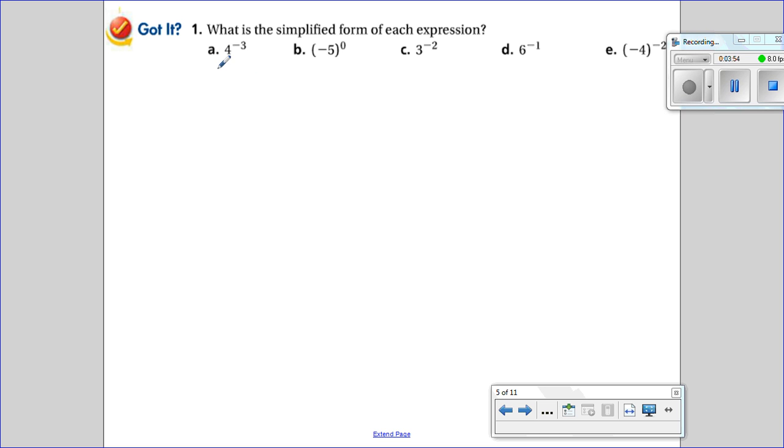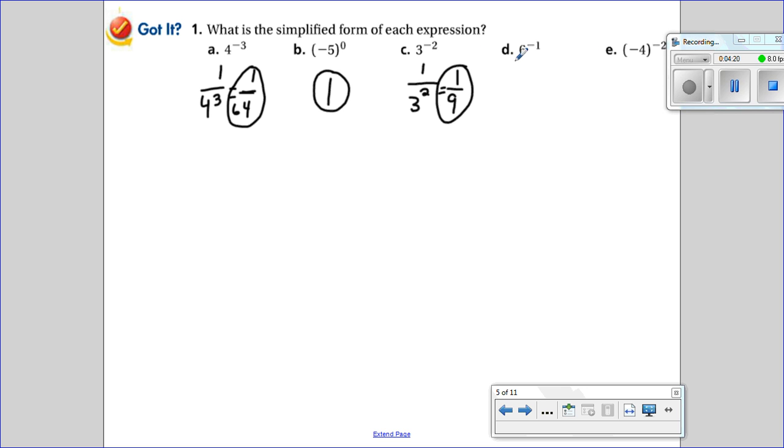Okay, here are your answers. This becomes 1 over 4 to the third. 4 to the third is 64. So 1 over 64. Negative 5 to the 0 power is 1. 3 to the negative 2 power is 1 over 3 squared, which simplifies to 1/9. 6 to the negative 1 is 1 over 6 to the first, which is just 1/6.